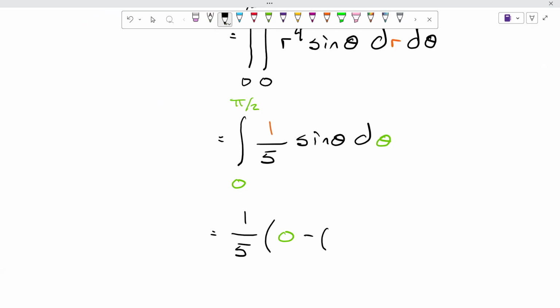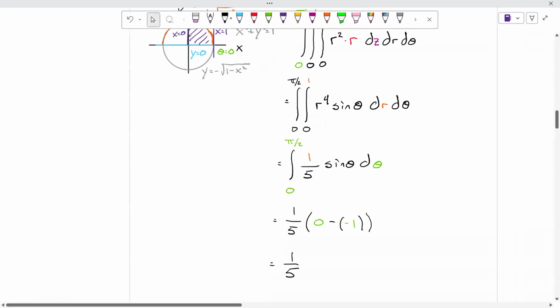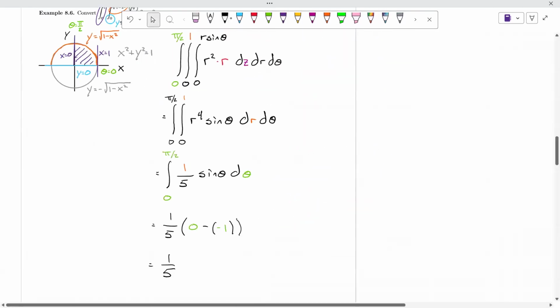Minus cosine of 0 is negative 1. And then that can all simplify to just 1/5. Zoom out for a second and take a look at all of those. So in the end, a value of 1/5.